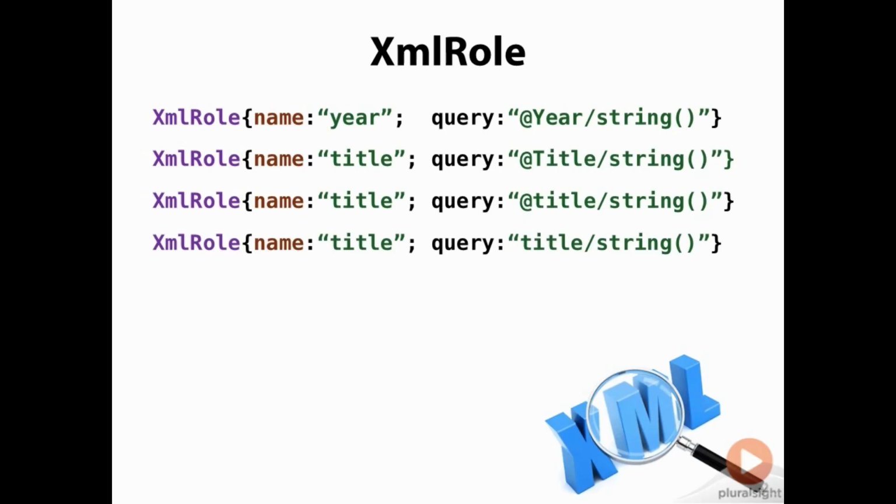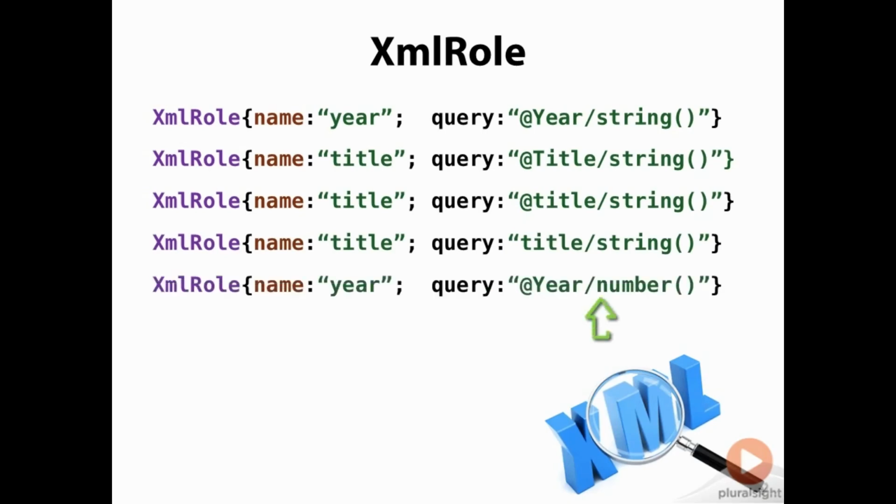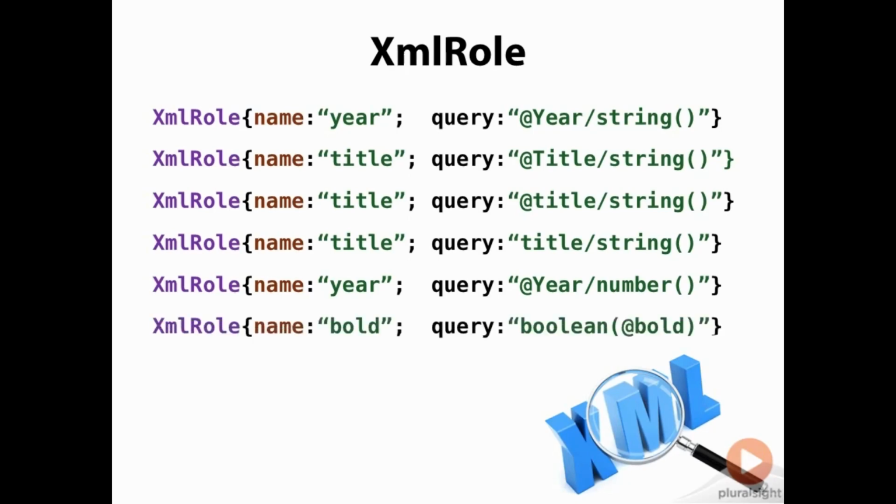If you wanted to treat the year as a number, you would use the number function instead of string. If you want to process booleans, well, good luck. I would suggest getting the value as a string and then compare it to true or false or 1 or 0, depending on what your XML contains. If you had a Boolean attribute named bold, the XML role that should work would look like this. Unfortunately, it doesn't work. If the attribute exists and has any value at all, it will be seen as true. If it's missing, it will return as false. In the next clip, we'll see the XML list model in action.